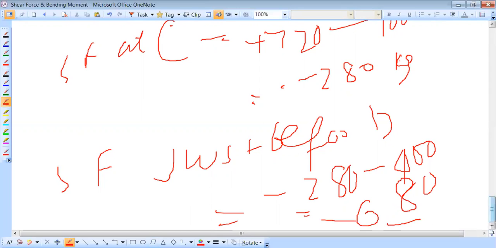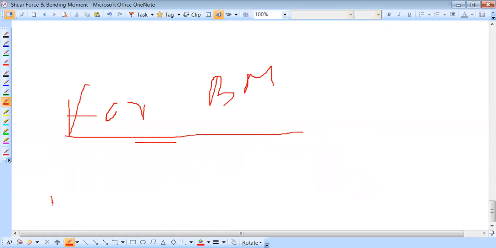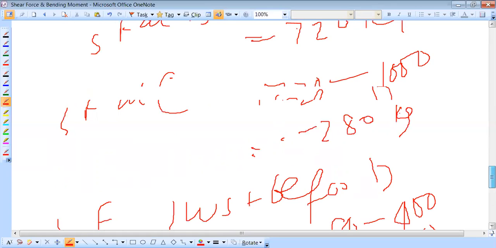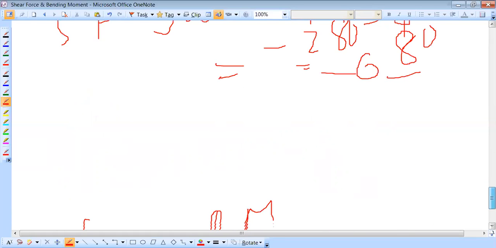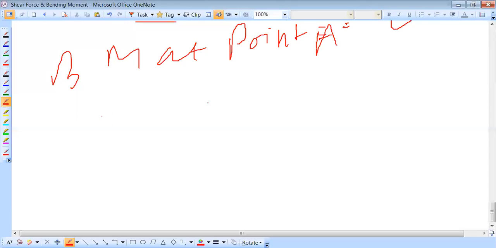Then find out the BM at different points. BM at point A is equal to how much? So we find the BM at this point, which is equal to 0. So BM at point A is 0. Again, find out the BM at point B. BM at point B is equal to how much?